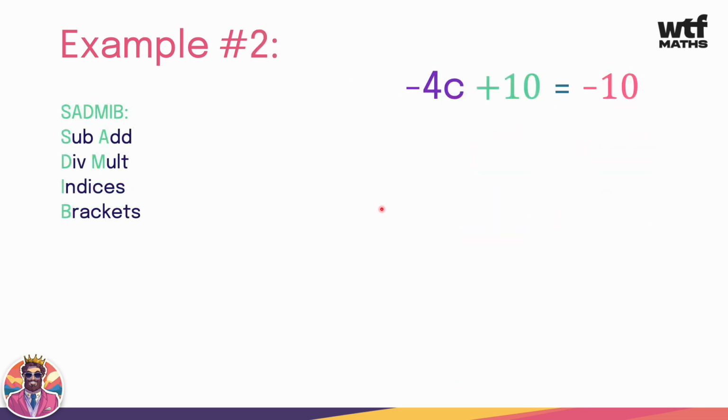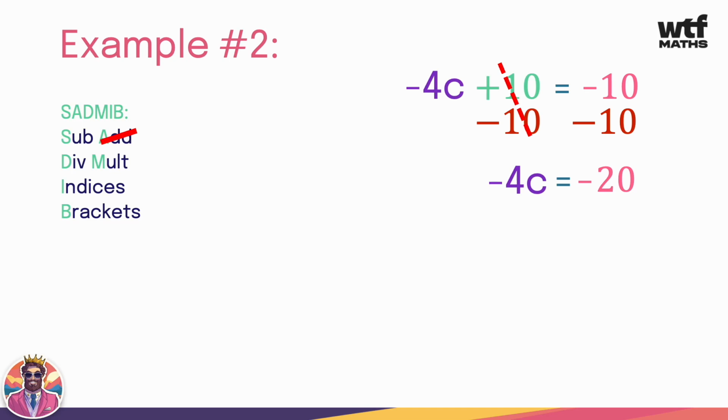Alrighty, so we've got a new question here. Minus 4c plus 10 equals negative 10. So first of all, look at the variable, look what's around it. That's negative 4 times c plus 10. So let's try to get rid of any subtraction or addition first. Now I see an addition here, I see a plus 10. So to get rid of that, I'm going to take 10 away from both sides. 10 take 10 cancels out. Negative 10 take another 10 is going to be negative 20.